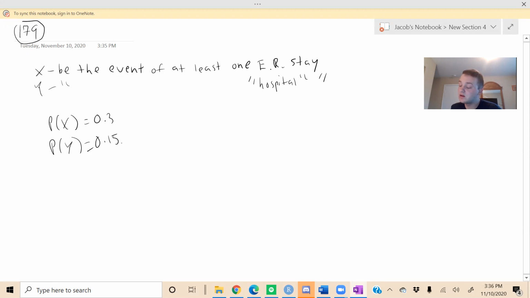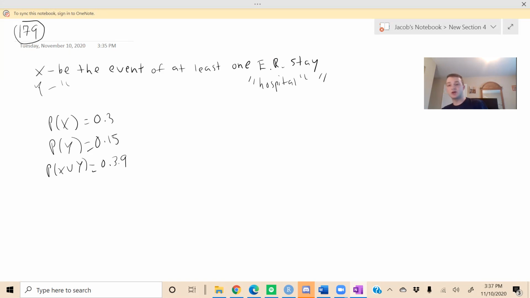All right. And then we are told that the probability of having neither emergency room stay or a hospital stay would be 0.61. So the probability that you would have one or the other is 0.39. So the probability of X union Y equals 0.39. Again, that comes from the fact that we are told that the probability of having neither one or the other is 0.61. So we know that the probability that you have at least one or the other is 0.39. Okay, so we have all of it written down from the problem.